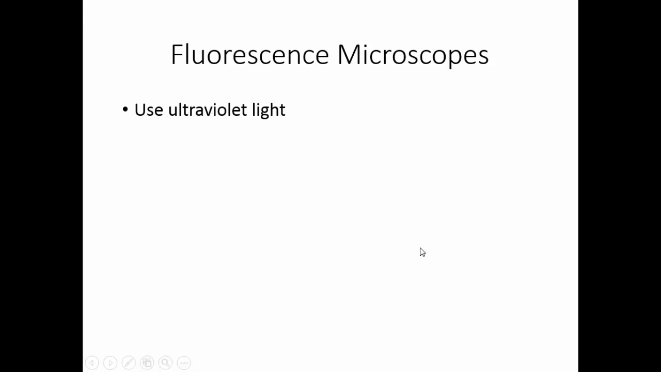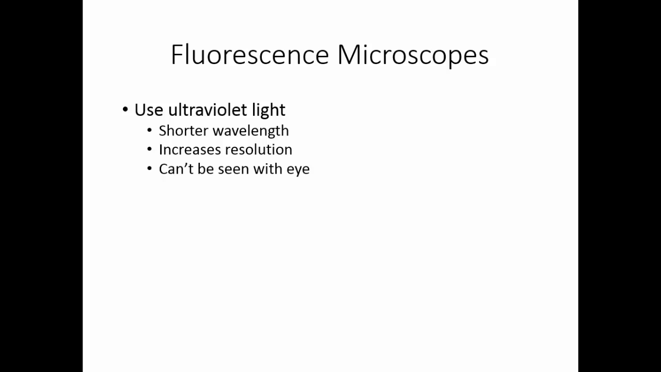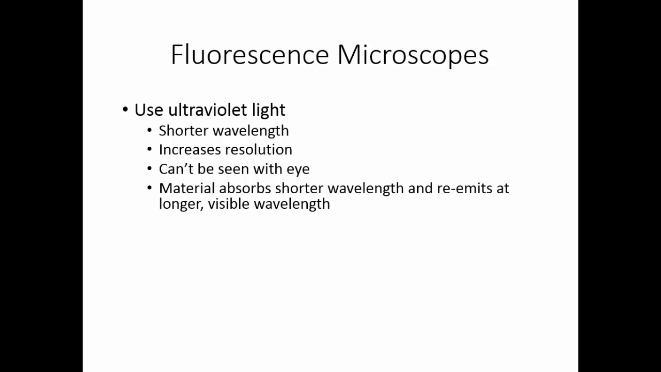Fluorescence microscopes use ultraviolet light as their light source. Ultraviolet light is a shorter wavelength than visible light, so it increases the resolution quite a bit, but we can't see it with our eye. Therefore, we have to use some material that will absorb the shorter ultraviolet wavelength and then re-emit light at a longer visible wavelength. These are referred to as fluorochromes.